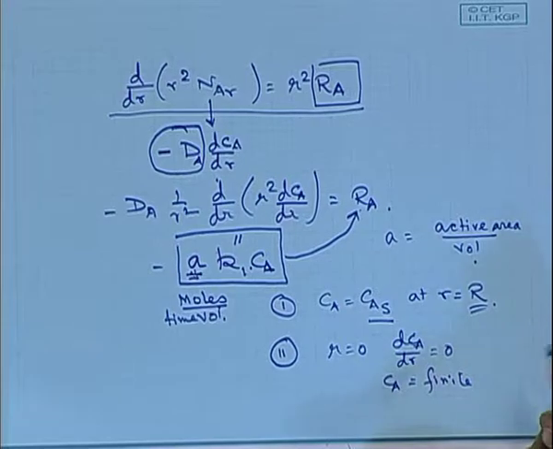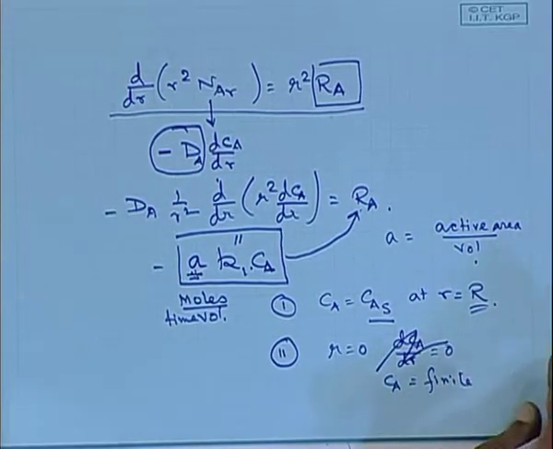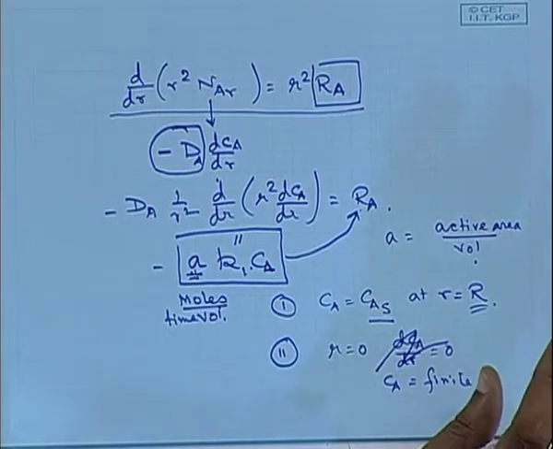Finite does not mean constant. dCA by dr equal to 0 means Ca is constant. I agree. Agreed. Ca is finite. Fine. 100% right. Ca has to be finite.